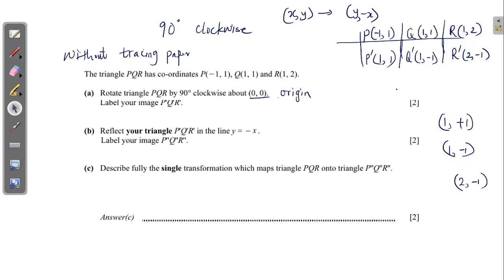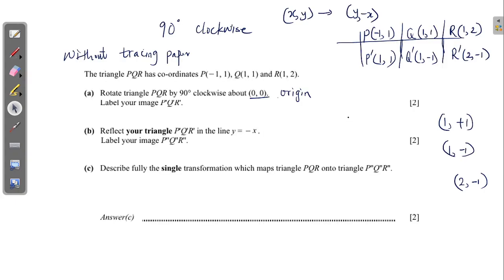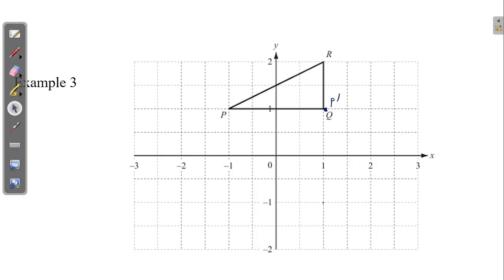So now I'm just going to plot this new point on the grid. So I have P prime (1, 1). So where's that? (1, 1) is going to be here. So this is my P prime. Then my Q prime is (1, -1). (1, -1) is going to be here. So this is my Q prime.